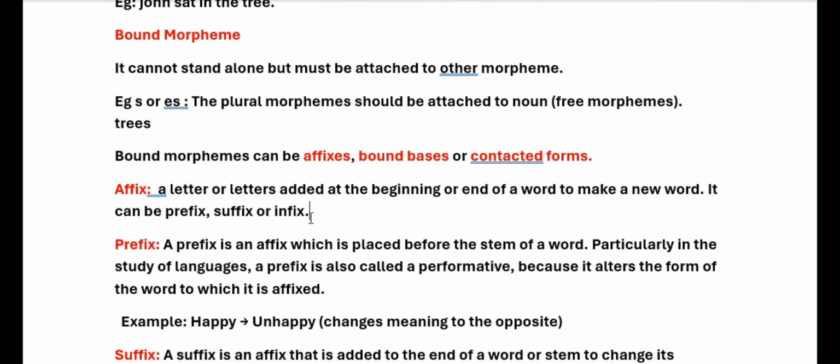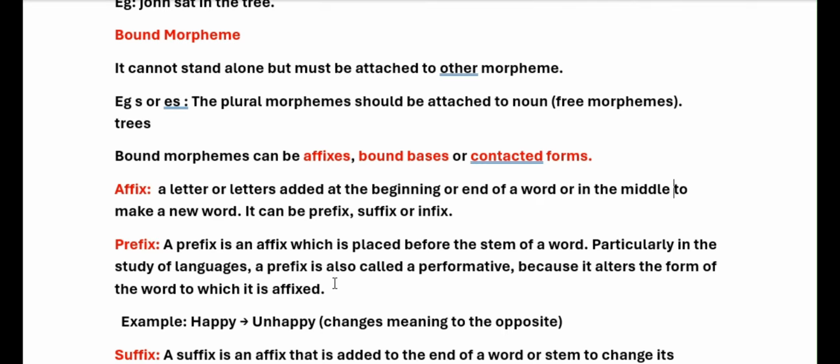Okay, as we understood, a bound morpheme cannot be standalone, and it should be attached to some letters to be meaningful. So, bound morphemes can be either affixes, bound bases, or contracted forms. First, we are understanding affixes. Affixes are the letters that can be added at the beginning, at the end, or in the middle to make a meaningful word. It can be a prefix, suffix, and infix.